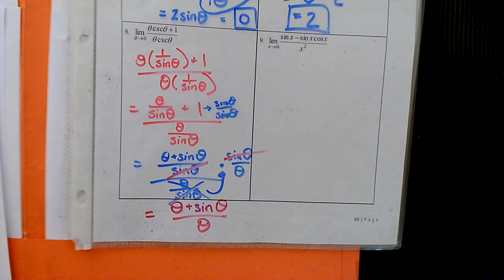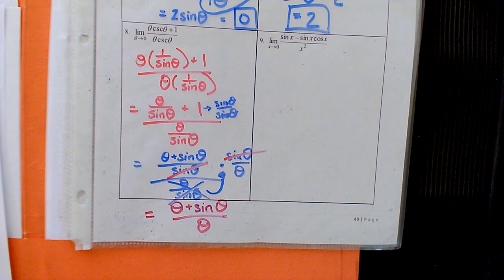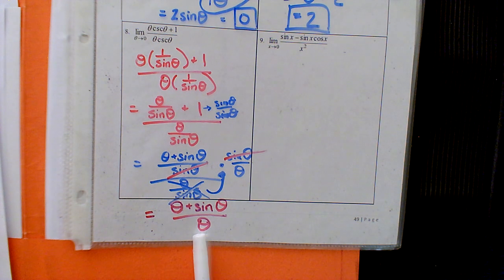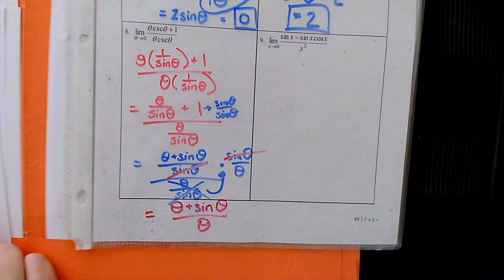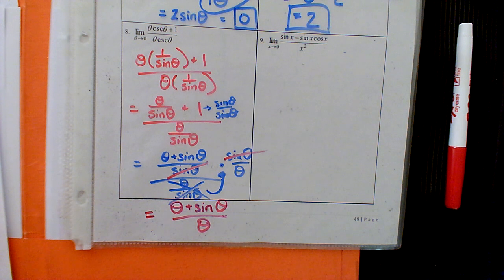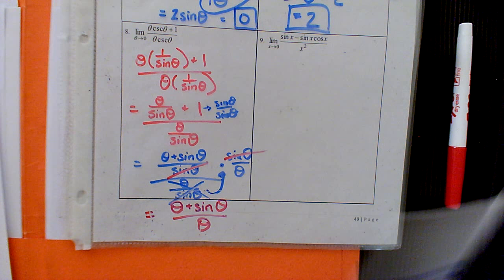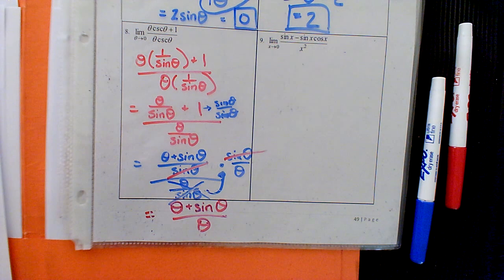Now, we never tried direct substitution, right? What if we try direct substitution? 0 plus 0 over 0. Bummer, right? So, I don't know if we can go any further with this. Isn't that pretty simplified the way it is? Yeah? Okay. Let's go back to the drawing board.